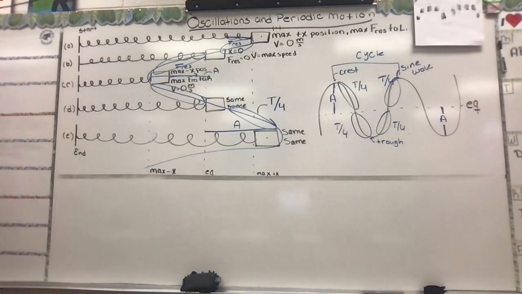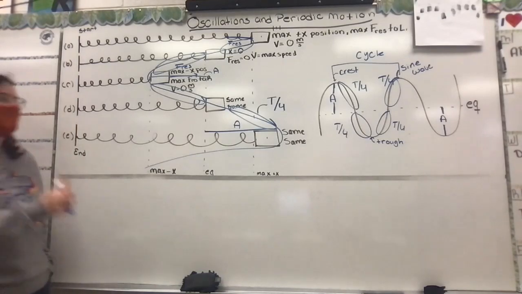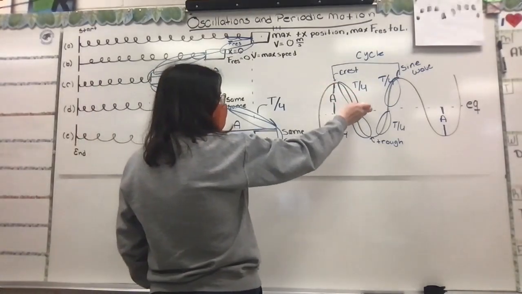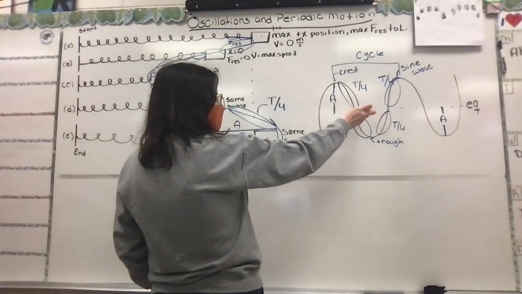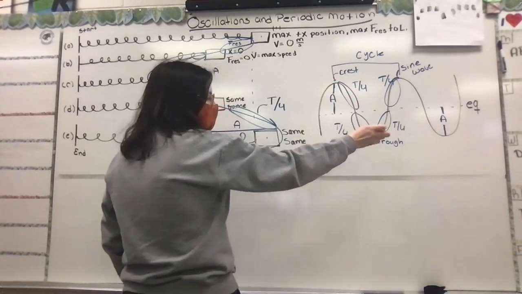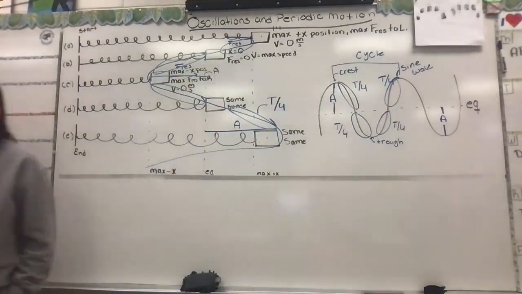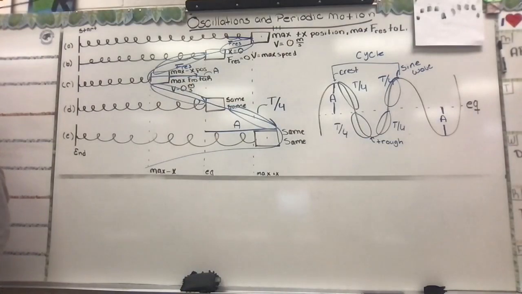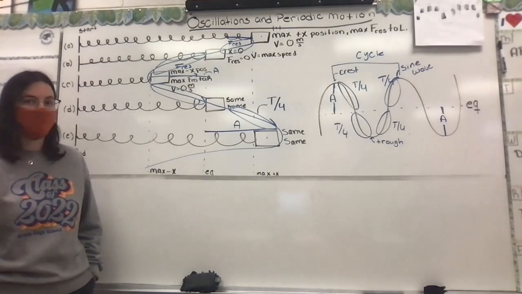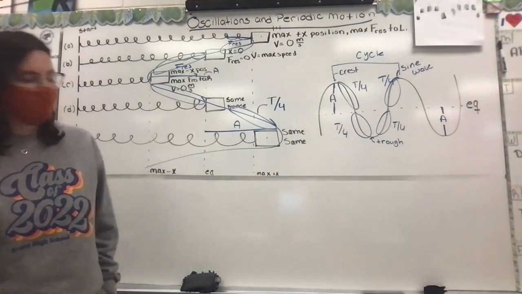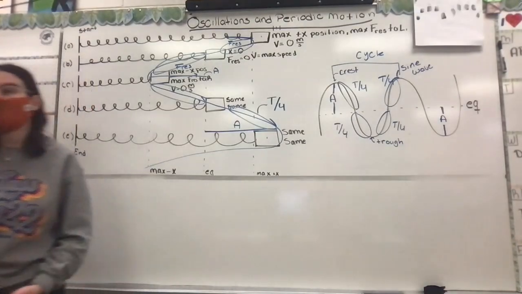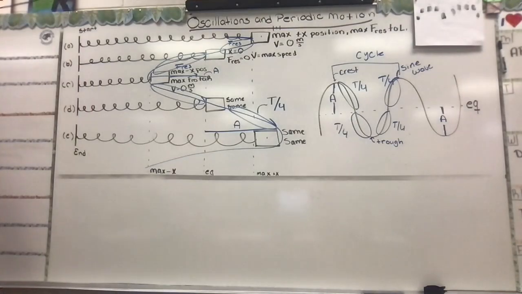A quarter of a period passes to get from crest to equilibrium, then another fourth passes from equilibrium to trough, then another fourth from trough to equilibrium, and so on and so forth. What does the A represent? Amplitude. The A is amplitude. Can I start my erasing process so we can do an example?